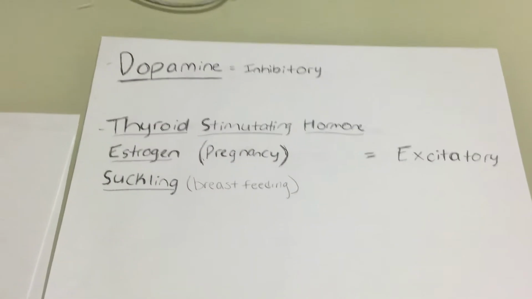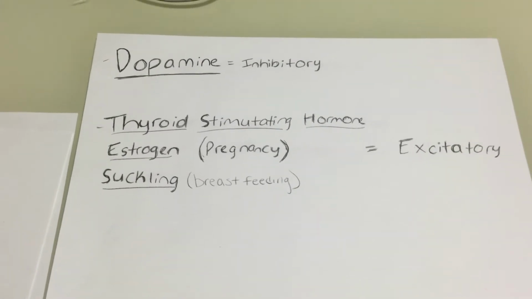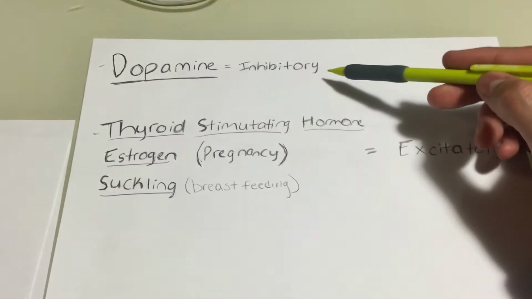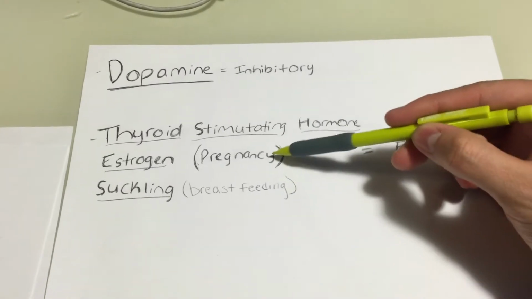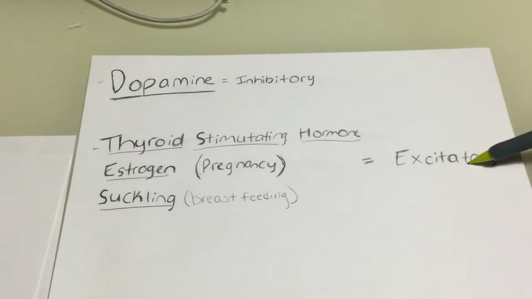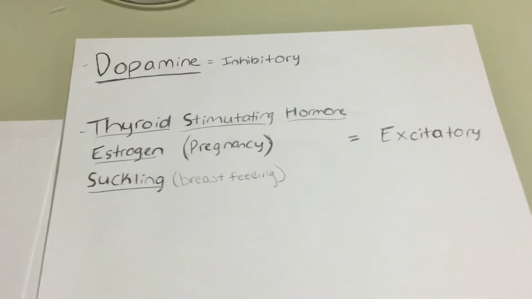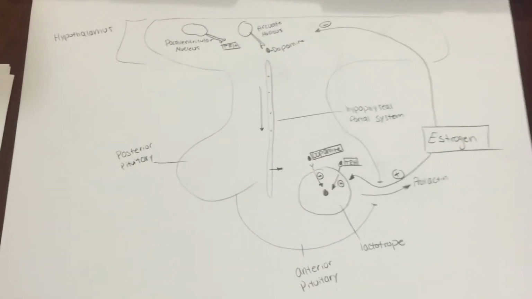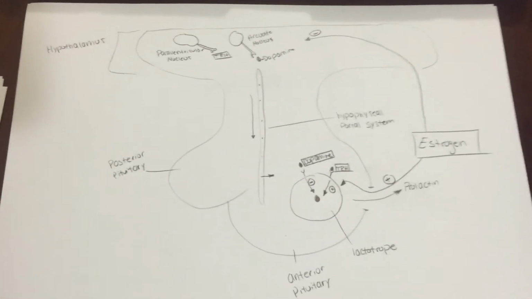To summarize, these are the inhibitory and excitatory molecules and/or stimuli that affect prolactin. Dopamine is inhibitory, while TSH, suckling, and elevated estrogen levels during pregnancy are all excitatory. Interestingly, a baby crying is enough of a stimulus to prepare a mother for lactation. Here's an overview to see how prolactin is regulated by the hypothalamus and pituitary glands.